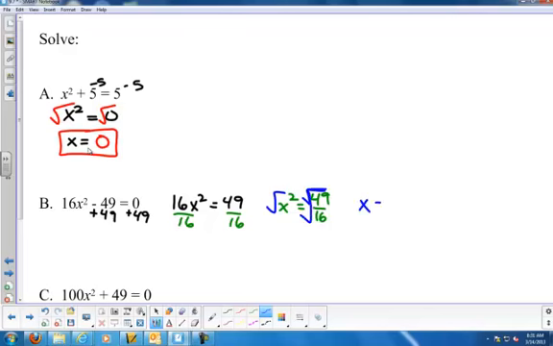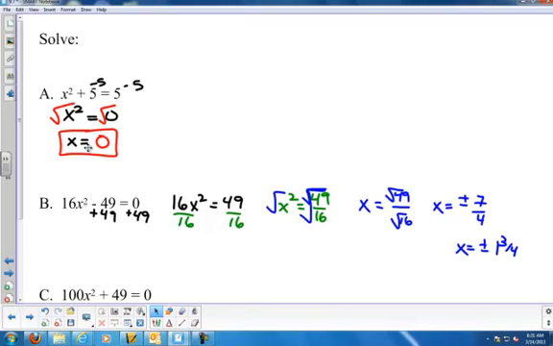So that means that x equals square root of 49 over square root of 16, which is positive or negative 7 over 4. If you want to write that as 1 3/4, that's totally acceptable. Either one is fabulous.